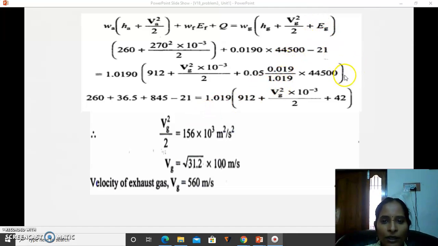Now if you simplify the equation mathematically, finally your answer will be in terms of Vg squared, and you can take the square root to get the velocity of the exhaust gases.